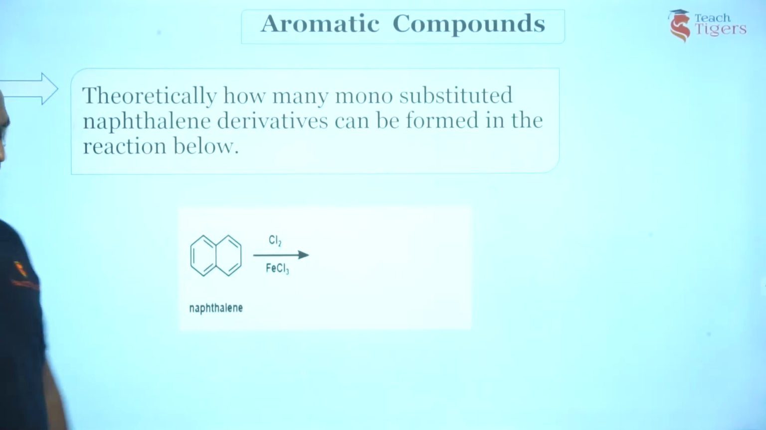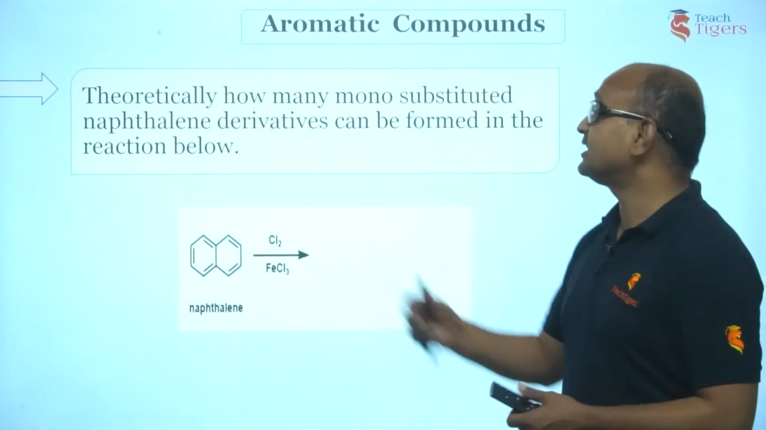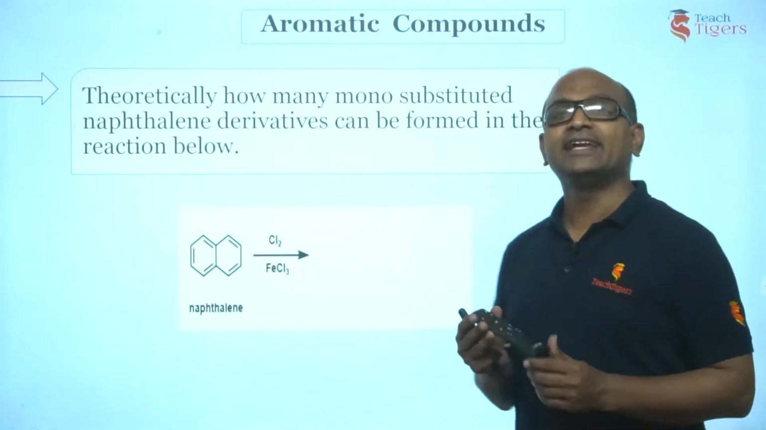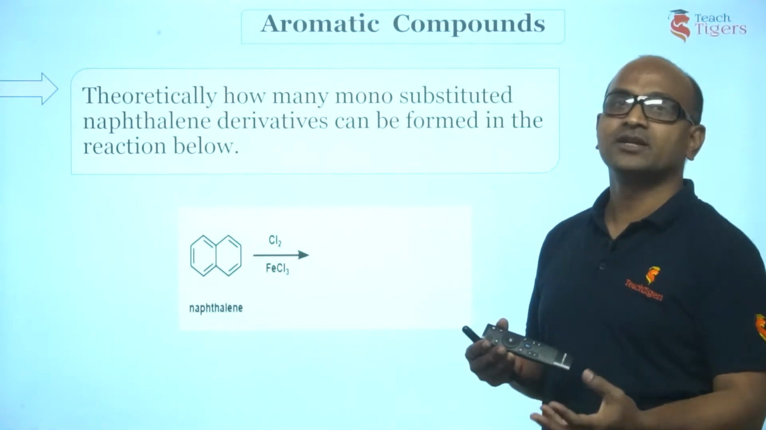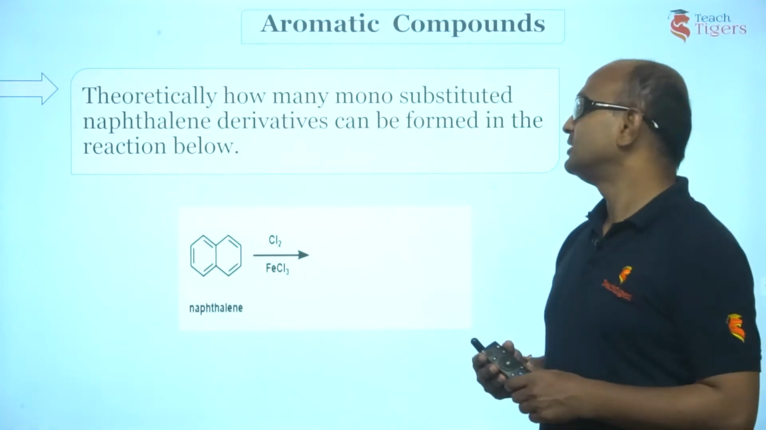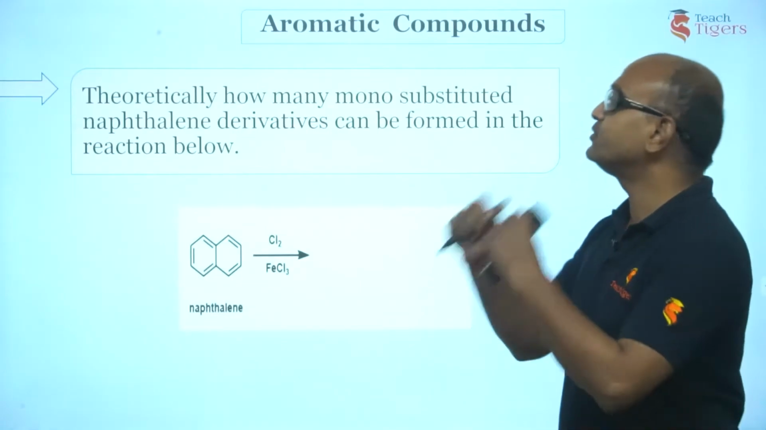Now I have one more question, guys. What is the question? Just see. We have here naphthalene. I showed you in lecture number 1 about types of benzenoids. Fused benzene rings you have, right? This is naphthalene, 2 benzene rings fused together.